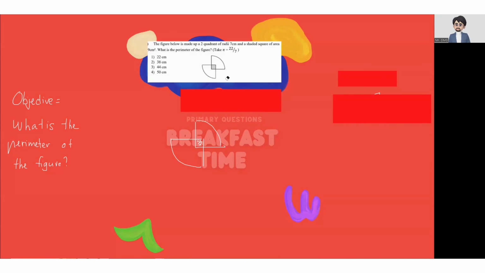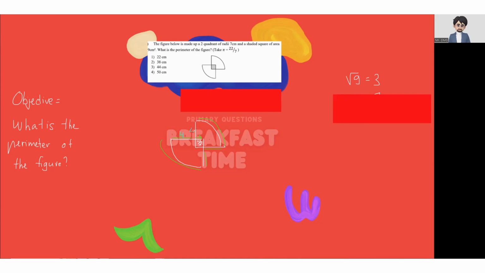Okay, to find the perimeter, basically we need to find the length of this, plus that, plus this, plus that, yeah? Okay, first of all, the shaded square area is 9. So we know this is the square root of 9, which is 3. So this is basically 3. So if this is 3, we know this is 7 minus 3, which is 4. 4 here.